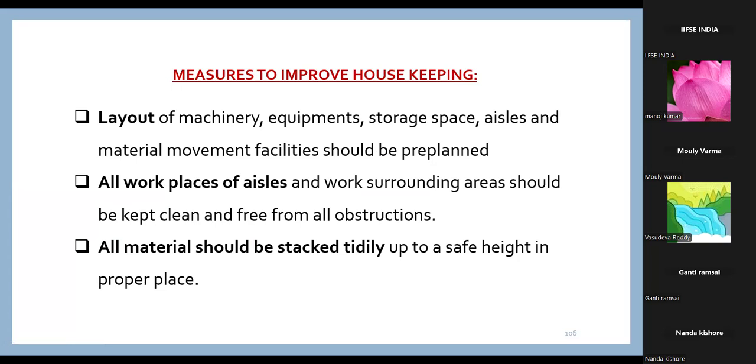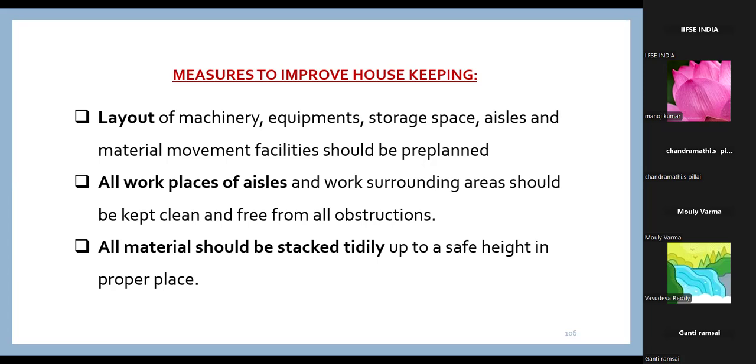So what is the safe height for stacking of the materials? 6 foot. What is the safe height and safe distance? 6 foot height, and 1 meter safe distance from the electrical sources, water. And height? 0.5 meter. Height, how much should it be? 6 feet, sir. Yeah, 6 feet.